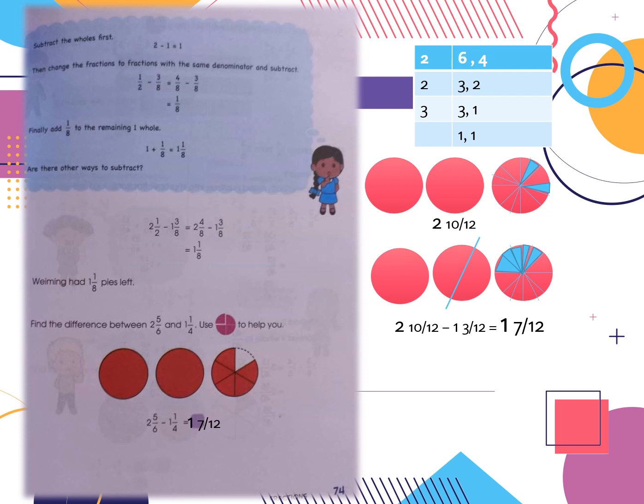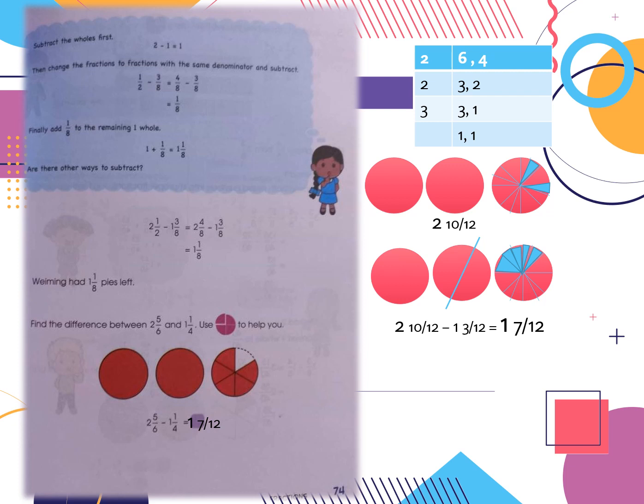2 into 2 into 3 is 12. So basically what we need here is to make both the denominators 12. For that purpose, we have multiplied and divided 5/6 by 2, so it becomes 10/12. And also we have multiplied and divided 1/4 by 3, so it becomes 3/12.